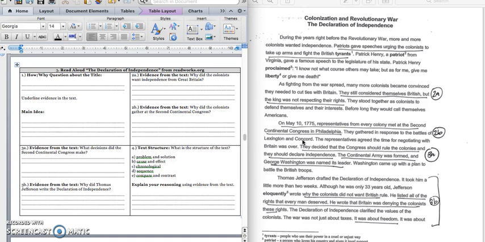It says, what decisions did the Second Continental Congress make? And if we go back in this paragraph, it tells us that they decided that Congress should rule the colonies and they should declare independence. That's the first thing. And then the second thing was they formed the Continental Army and made George Washington its leader. So in box 3A, we would write down the 2 reasons.